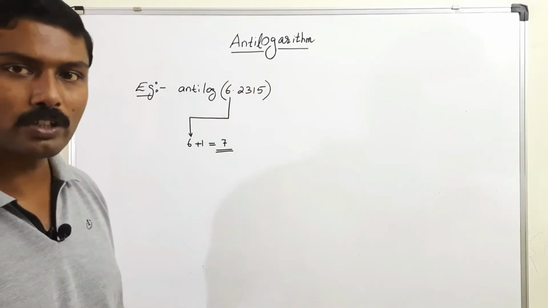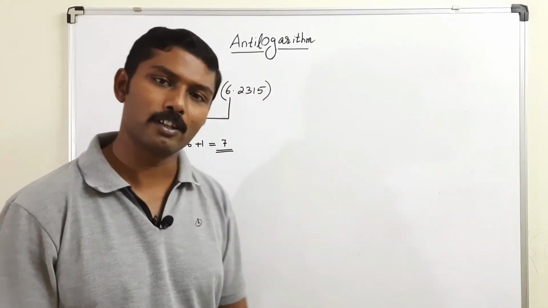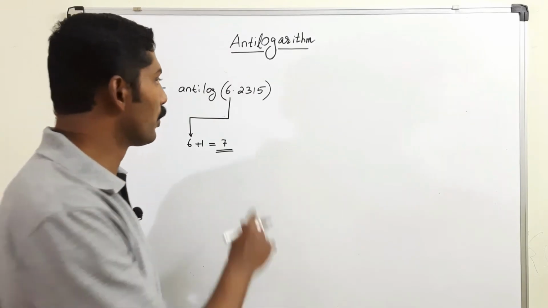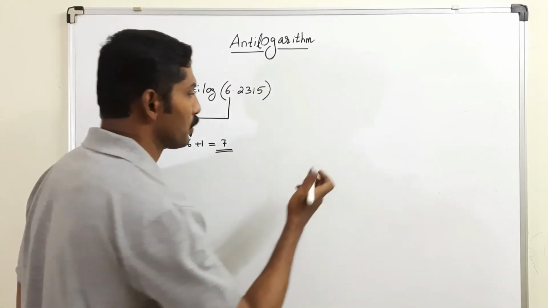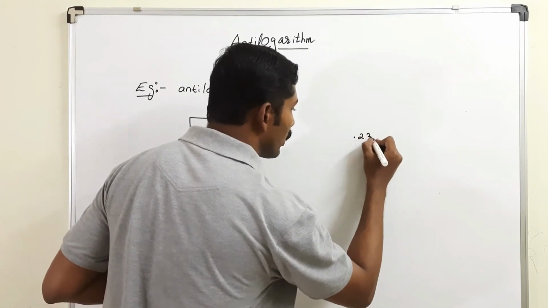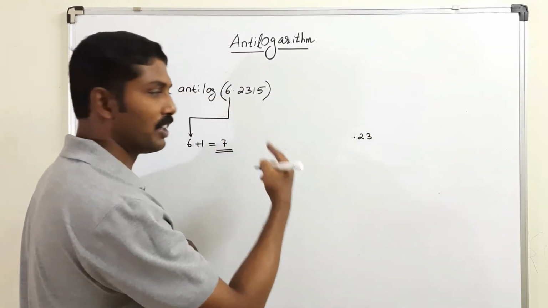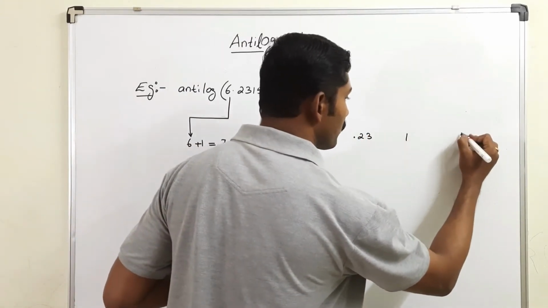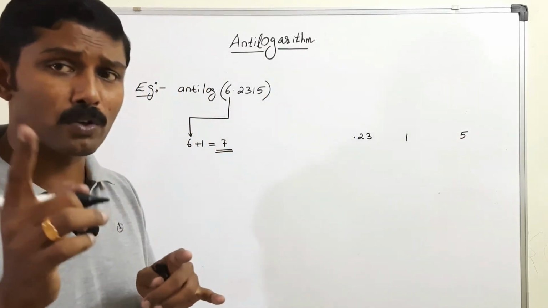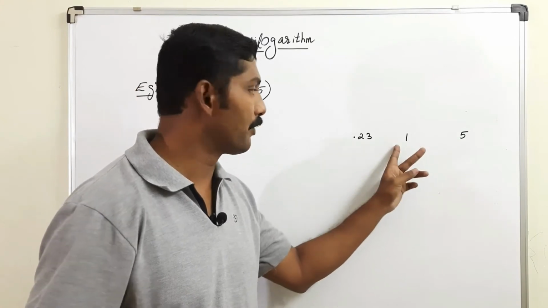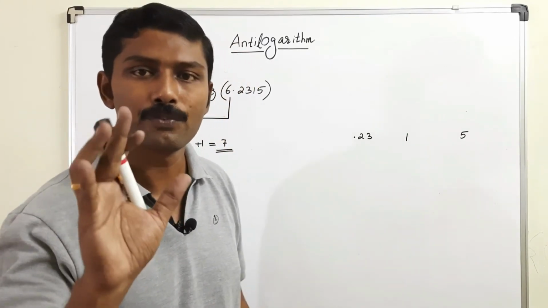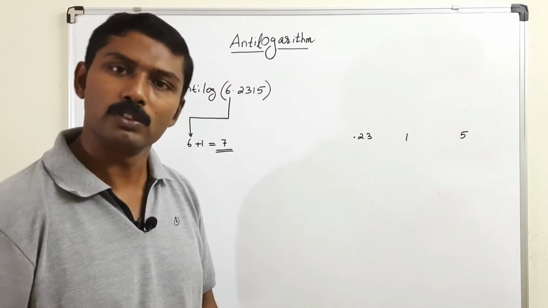Now let's concentrate on the numbers after the decimal point, including the decimal. So what are the numbers? 2, 3, 1 and 5 along with the decimal. What we will do is write 0.23 together, and then the remaining 1 and 5 separate. So from the anti-logarithm book, you will find the number corresponding to 0.23, a difference of 1 and a mean difference of 5. So let's look at the book.